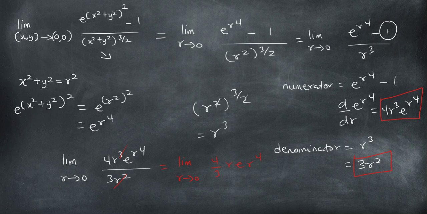So now let's substitute 0 into this. We're going to have 4 over 3 multiplying 0, and then e to the power 0 to the power 4. This will give me an answer of 0. So this will be the answer for this question.